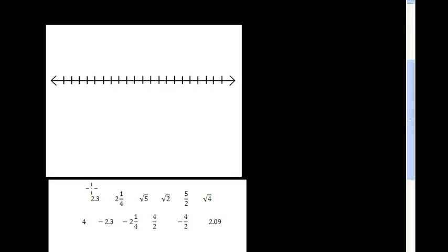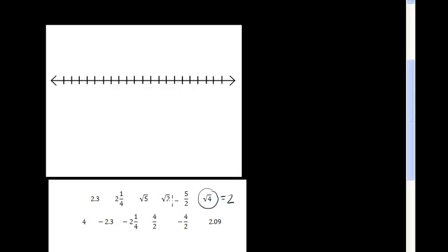Okay, so our goal here is to order these numbers on this number line, right? So you want to place all of them in their appropriate locations. I would start with numbers that are easy to work with. Like, I noticed there's the square root of 4 here, and the square root of 4 is just 2. So really, I want to rewrite this one as 2. That'll be a little easier to work with, right?